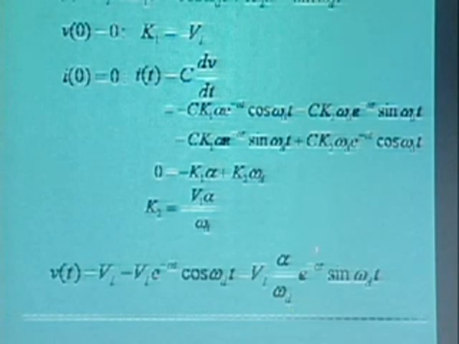Remember that omega d and alpha are directly related to circuit parameters. Alpha was R divided by 2L, and omega d was the square root of alpha squared minus omega naught squared, and omega naught squared was 1 by LC. So I know it all now. Okay, I still have sines and cosines here, so I'm going to simplify this a little further.